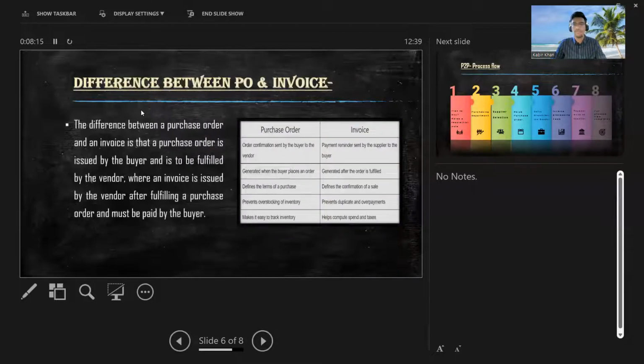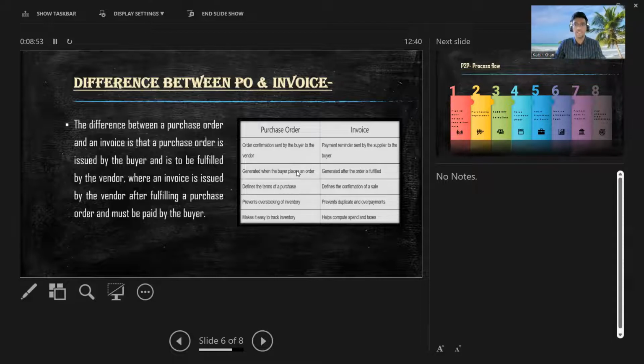Now let's understand, and this is one of the most important interview questions I think, the difference between the PO and the invoice. Like we discussed, the purchase order is issued by the buyer to the seller, whereas the invoice is issued by the seller to the buyer. The purchase order is an order confirmation sent by the buyer to the vendor, and it is generated when the buyer places an order. The invoice is a payment request sent by the supplier to the buyer, generated after the order is fulfilled. Usually, before the delivery of the goods, the buyer sends the purchase order to the seller, but the seller sends the invoice along with the goods.